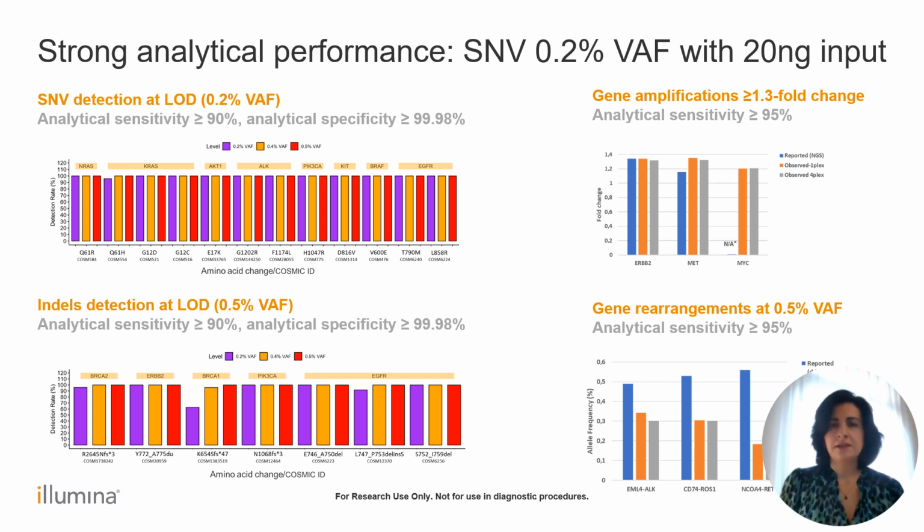To give you insights in the performance of this kit, please look at these figures. You need as little as 20 nanogram of cfDNA input, and you can reach down to 0.2 variant allele frequency for SNVs, and you can go down to 0.5 VAF for indel detection and gene rearrangements, and of course you can detect gene amplifications.